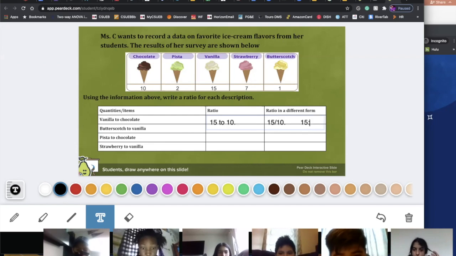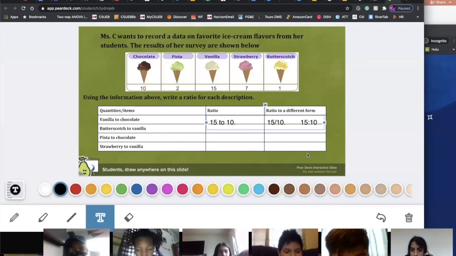Okay, so we're using 15 to 10 using the colon symbol. So this is the way you can actually write these ratios. What I want you to do on your end is fill out the rest of the chart. Go ahead.